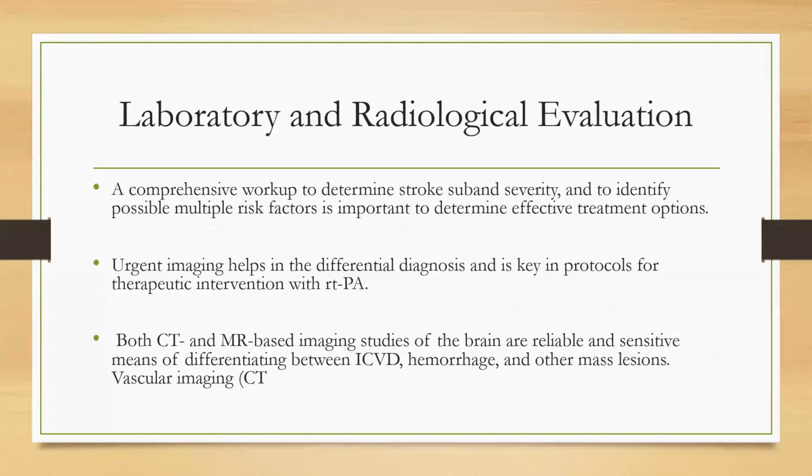Now, lab and radiological evaluation. A comprehensive workup to determine stroke severity and to identify the possible multiple risk factors is important to determine effective treatment options. Urgent imaging helps in differential diagnosis and is key in protocols for therapeutic intervention with recombinant tissue plasminogen activator. Both CT and MR based imaging studies of brain are reliable and sensitive means of differentiating between intracranial vascular disorder, hemorrhage, and other mass lesions.